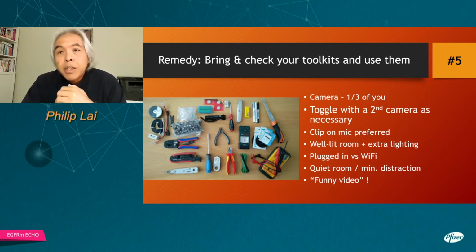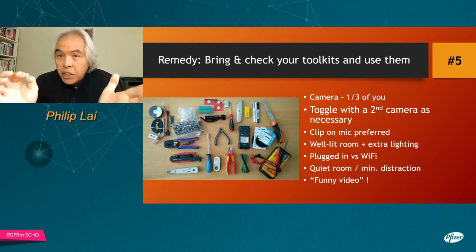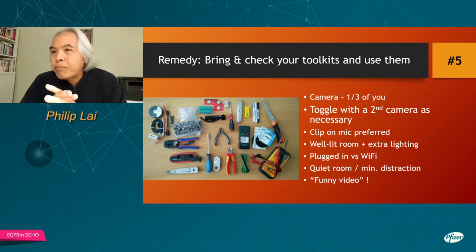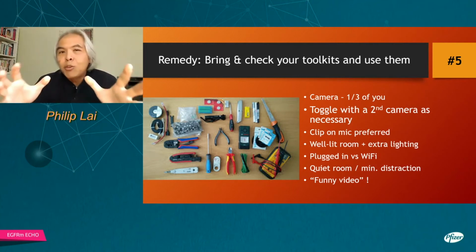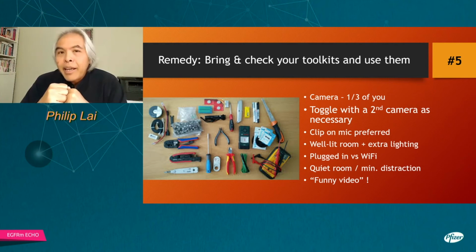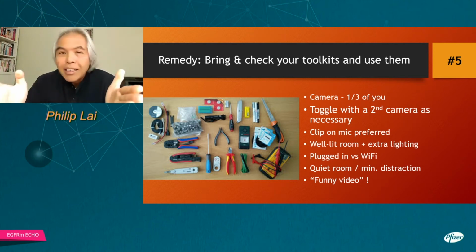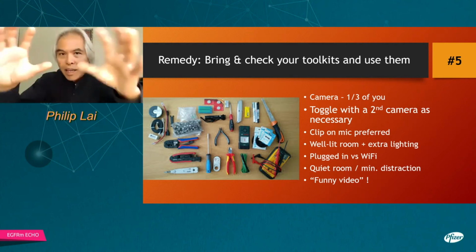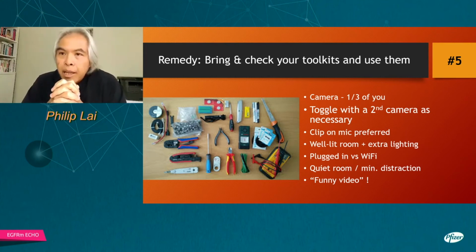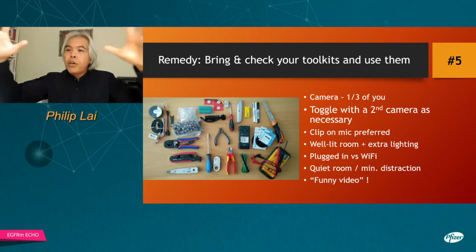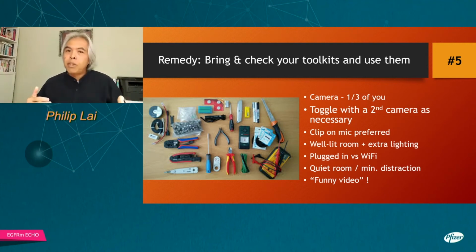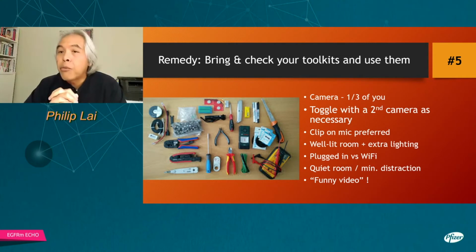The remedy is to bring and check your toolkits and use them well. Several things here. Number 1, get yourself a better camera so that it can capture you better. And if your built-in camera is not up to speed, use an external camera. Make sure it shows about 1/3 of you so that you don't appear too close or too far from your audience. So 1/3 is a good rule of thumb.